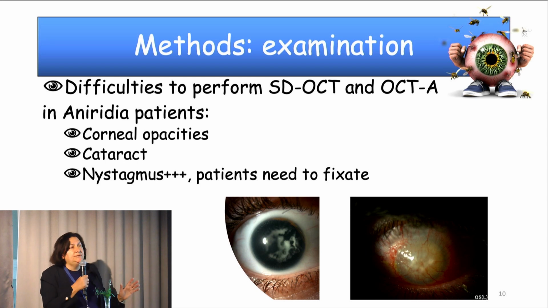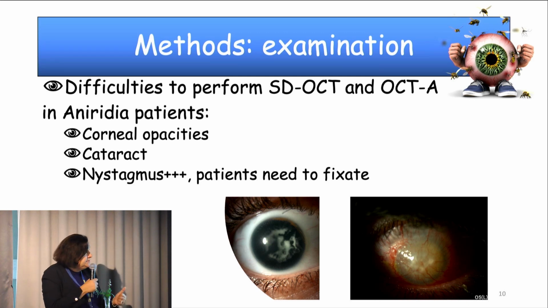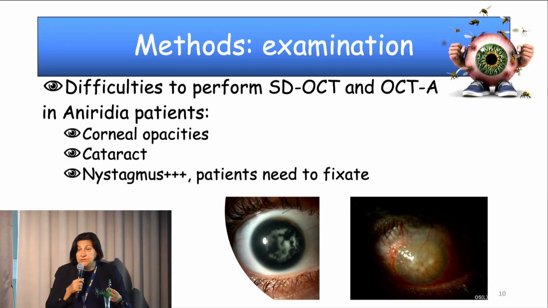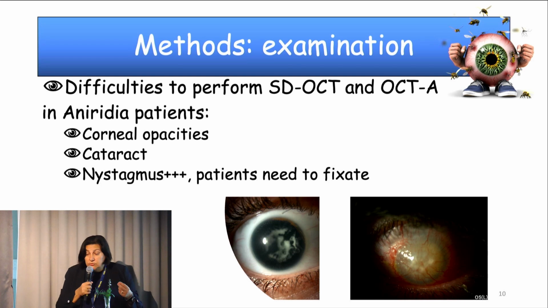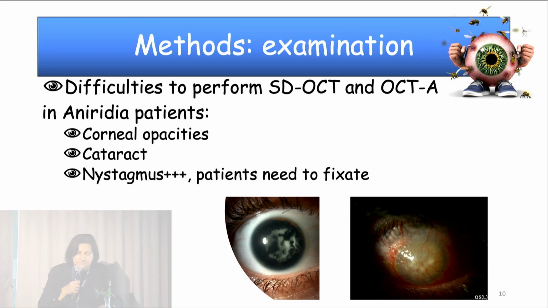There are some difficulties in doing the examination in aniridia patients. Why? Because there is corneal opacity, there is sometimes cataract, there is nystagmus, and the patient needs to fixate, which is difficult, of course. So that's why it's not so easy to get results on this.